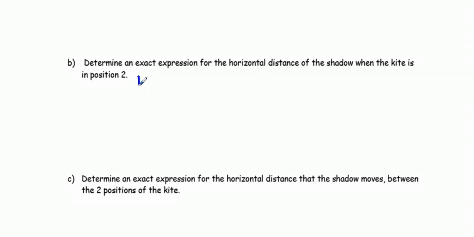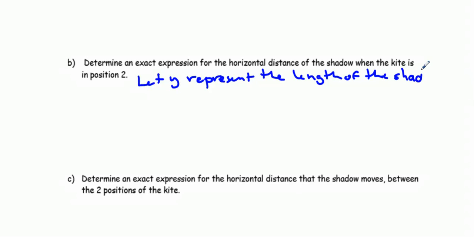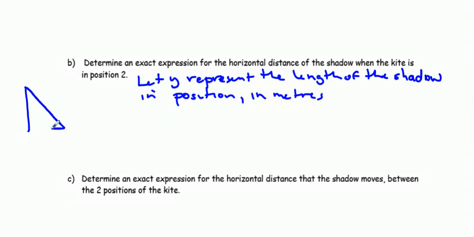So let's go and put that into this problem here. So we're going to say let y represent the length of the shadow in position 2 in meters. Okay. So again, I'll just use one method then. I'll use the second method we talked about. So I'll just transfer the diagram here. We have something like this. This is pi by 3. This is y. This is 30.